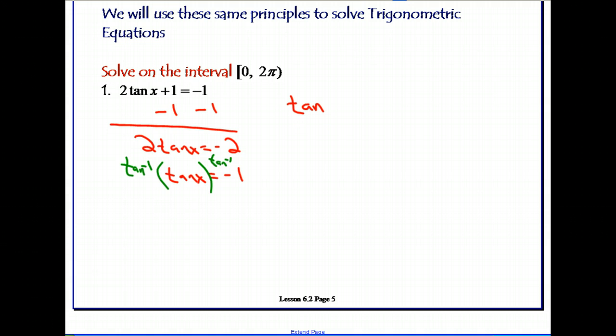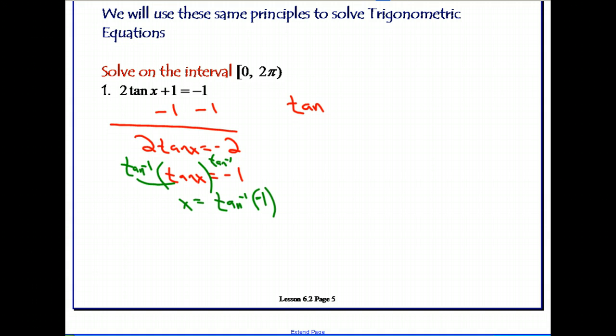And on the left side, the tangent inverse of the tangent cancels out. So x is the tangent inverse of 1. Oh, I'm sorry, of negative 1, isn't it? That's a negative 1 in there. And so now as you think through this, it's like, wait, that was section 1 that we just did.